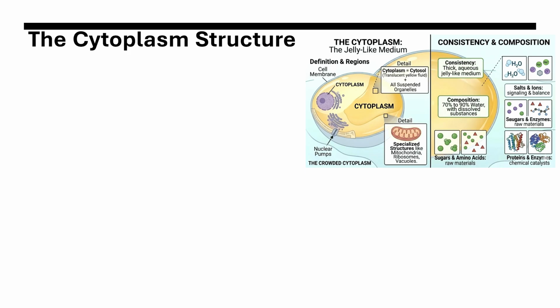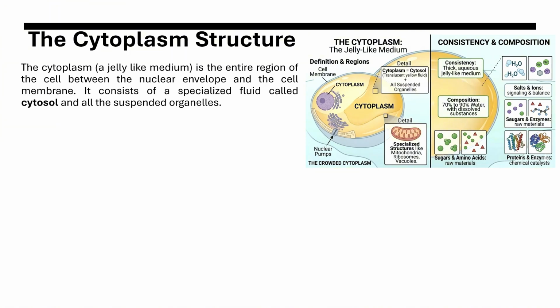We have covered the cell membrane. Now we are going toward the cytoplasm structure. So if the nucleus is the office and the membrane is the security wall, the cytoplasm is the factory floor. It is the entire region between the nuclear envelope and the cell membrane where all the action happens.